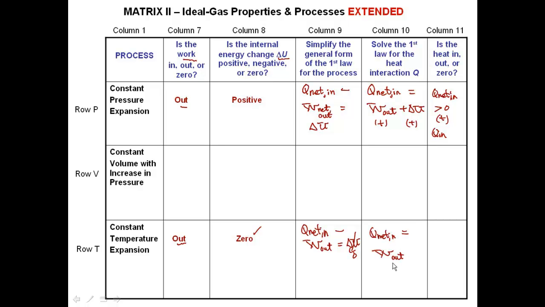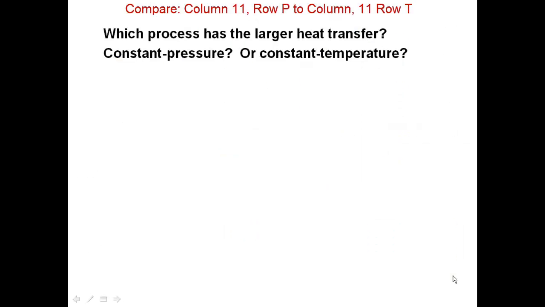And this we have already decided is the work out, a positive quantity. So the net heat transfer in is the heat transfer in. So once again, we have the net heat transfer in is greater than zero, positive quantity, and we're just left with the heat transfer in. Let's take a look at what we can do to compare the magnitudes of these. Which of these two processes, the constant pressure or constant temperature, has the larger heat transfer?